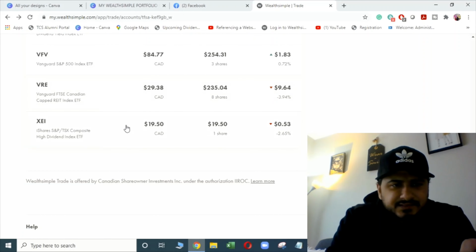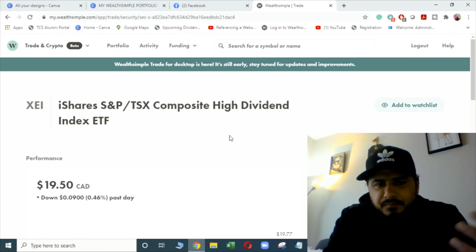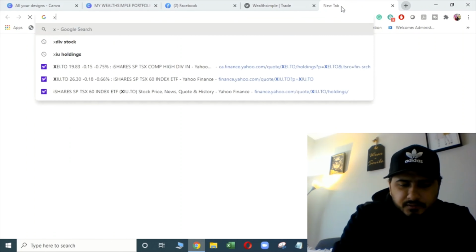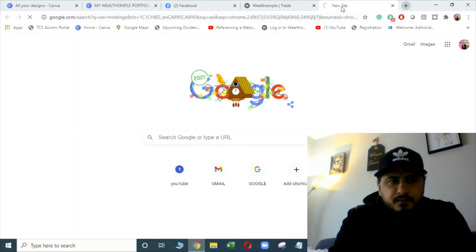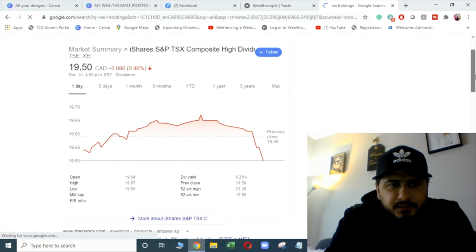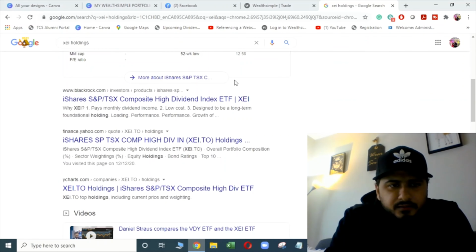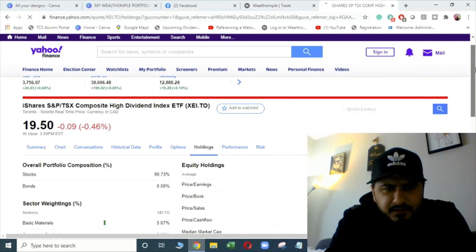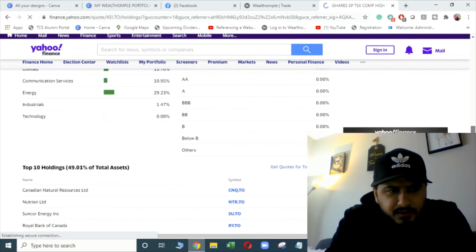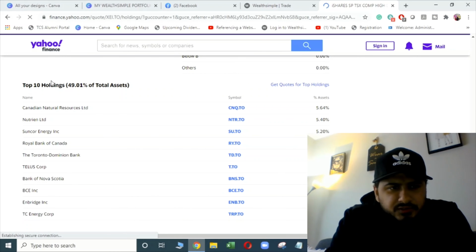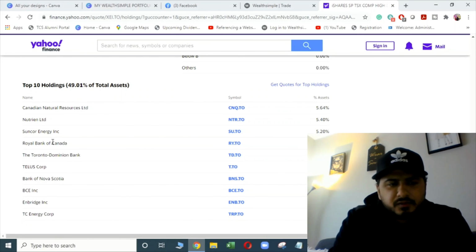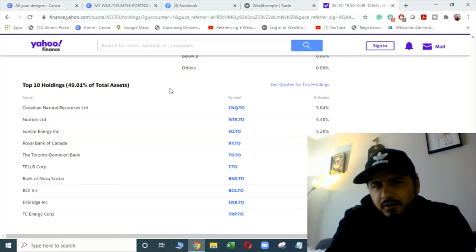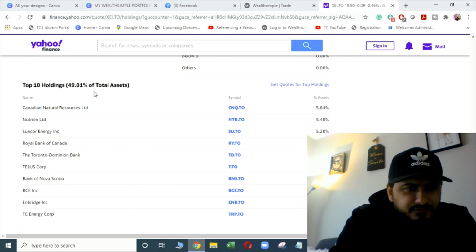Next holding that I'm holding is XCI, which is the Composite High Dividend Index ETF. So if I show you the holdings of this ETF, I will say that it's currently trading at $19.50, and let me show you the holding of this ETF. I think it consists of Enbridge basically, if I'm not wrong. Yes, so these are the top holdings. So it's basically more emphasis on utility and the energy sector, and the energy sector is going down as of now. I'm not planning to invest much in this ETF right now.